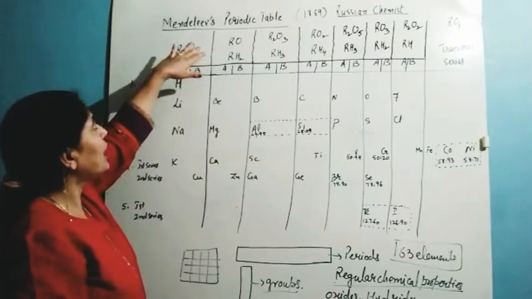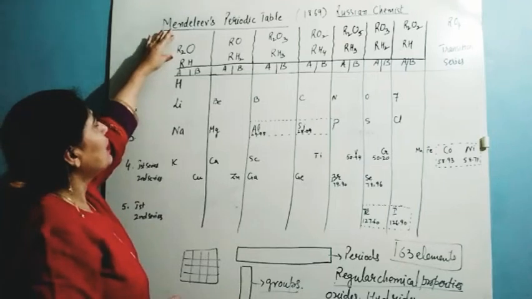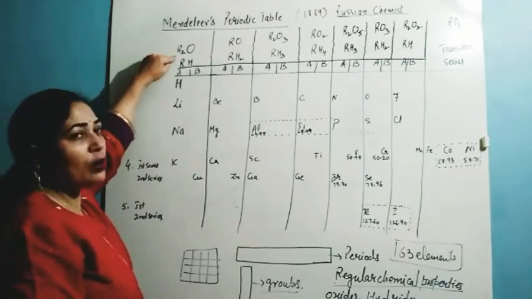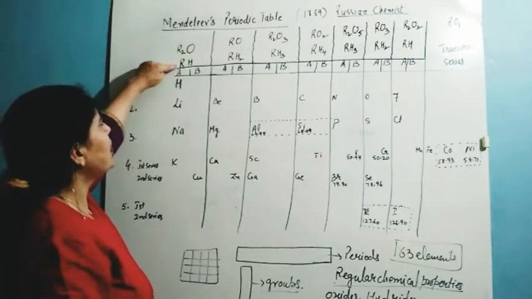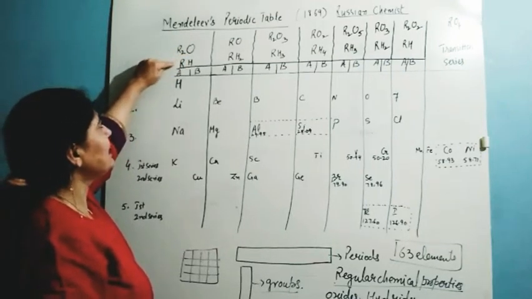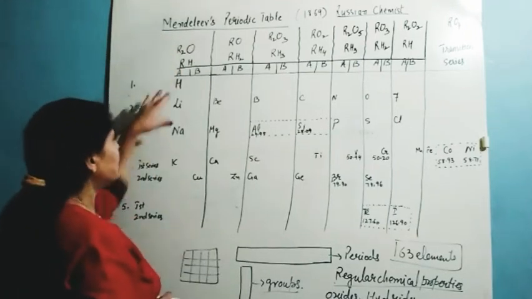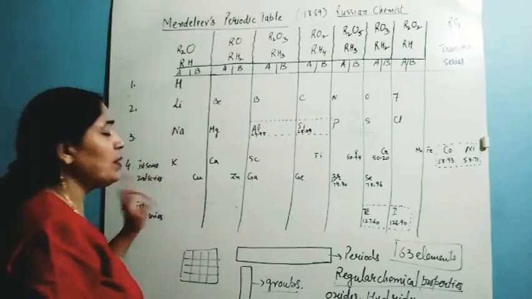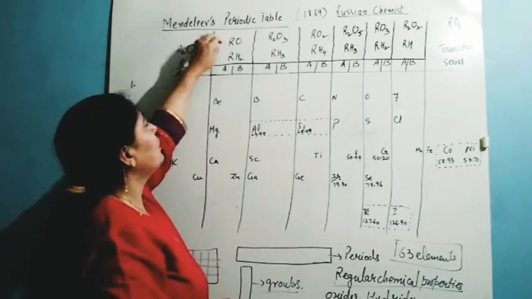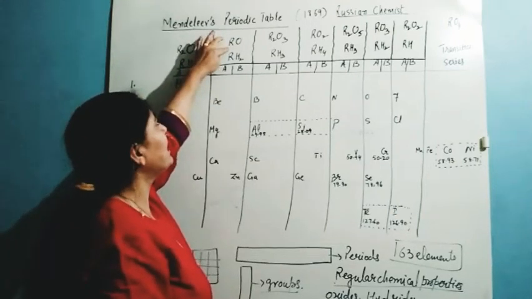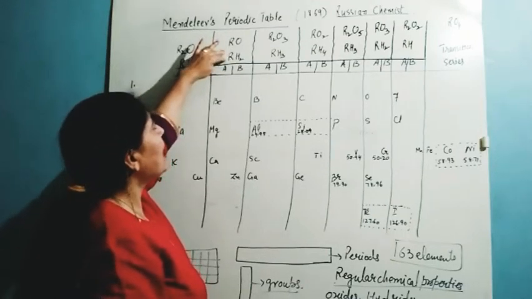If you have a look again at this periodic table, you will find right above, under the first row, what is the general formula for the oxides? That is R2O. And what is the general formula for the hydrides? That is RH. What does this R represent? R represents the element present in this particular group. Similarly, if you consider the second group, what is the general formula for the oxide? That is RO. And the general formula for the hydride is RH2.